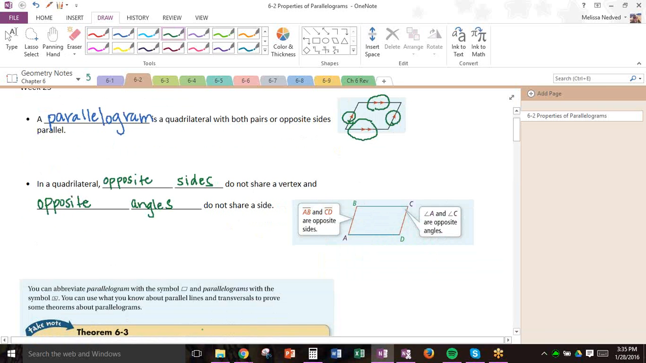So AB and CD would be considered opposite sides. They do not share a vertex. BC and AD, the top and bottom, would also be considered opposite sides. Angle A and angle C are opposite angles, as well as angle B and angle D. They don't share any common sides. Pretty intuitive, just kind of a word we want to make sure that we are familiar with so that when we use it to define some properties, we're all on the same page.